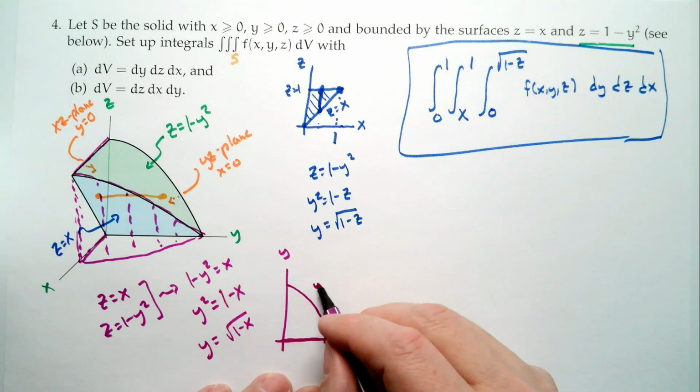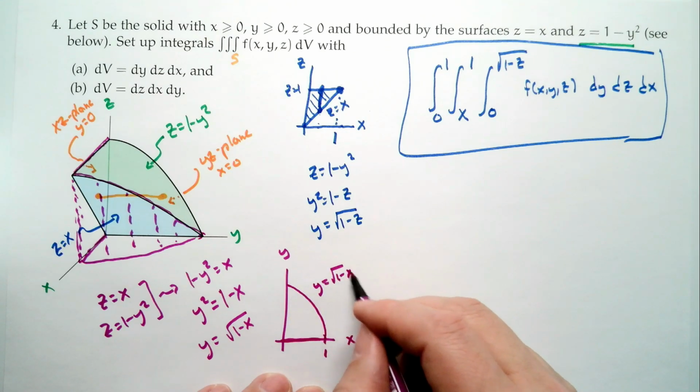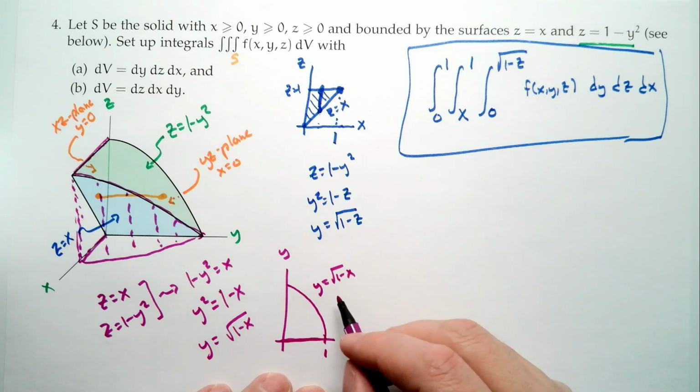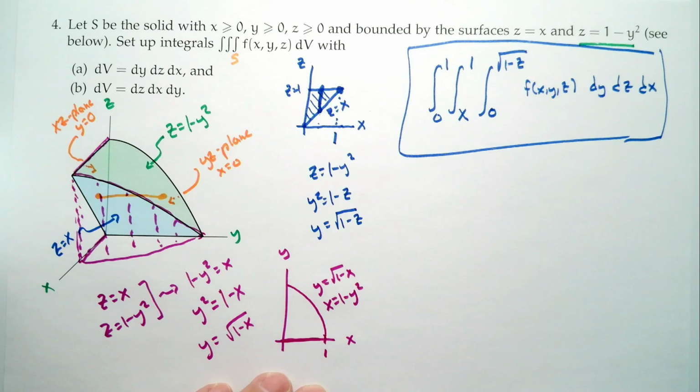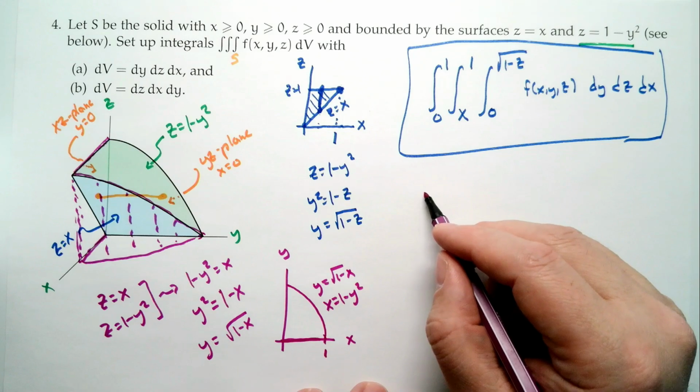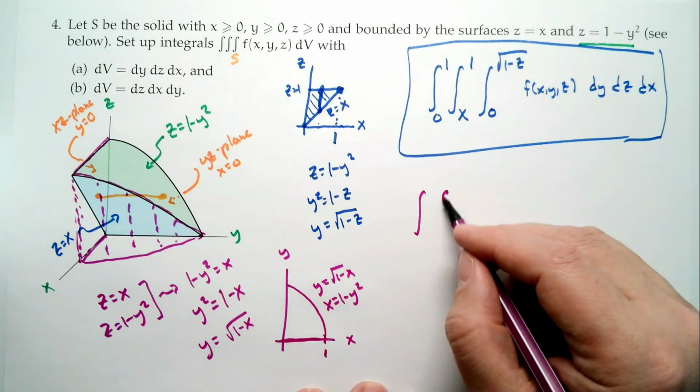So here's the curve, y equals the square root of 1 minus x, or if you like, this is also the curve x equals 1 minus y squared. If you look at it as x equals 1 minus y squared, that's a parabola that opens to the left, but then you've shifted it. So there's our region in the xy plane. We're ready to start setting things up for part B.